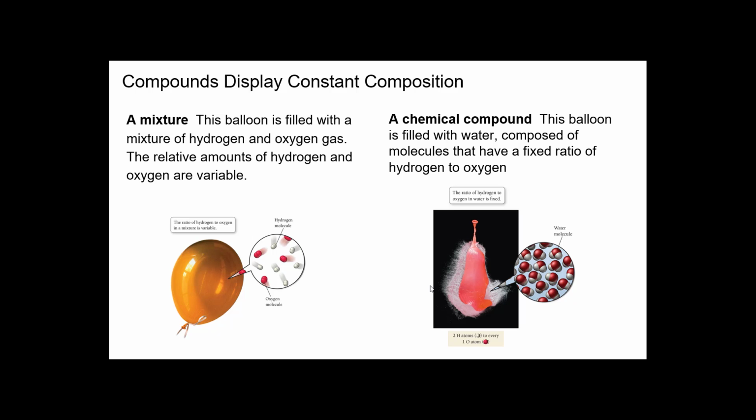A mixture, again, is a balloon. Here's an example of a mixture of hydrogen and oxygen gas. The relative amounts of hydrogen and oxygen are variable because you can add them to a balloon and to another balloon and another balloon, and the ratios may not always be the same. You may have way more hydrogen in one and way more oxygen in the other. A chemical compound, however, if I fill it with water, it is always H2O. We're not looking at the amount of water in the balloon, but what makes up that compound, and that compound is 2 hydrogens and 1 oxygen in a fixed ratio of 2 to 1.